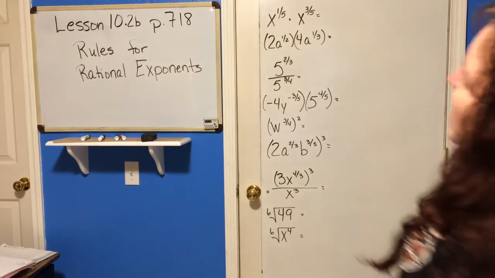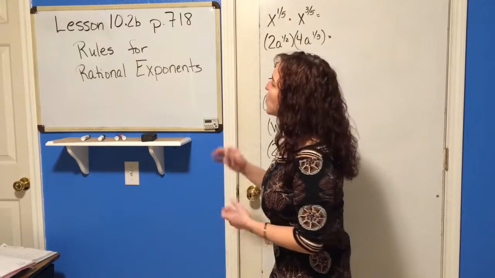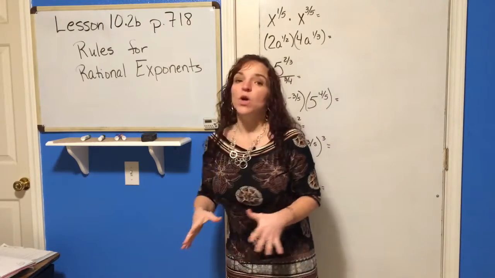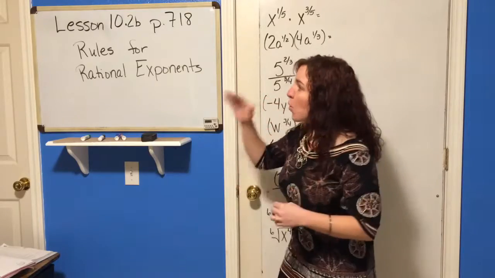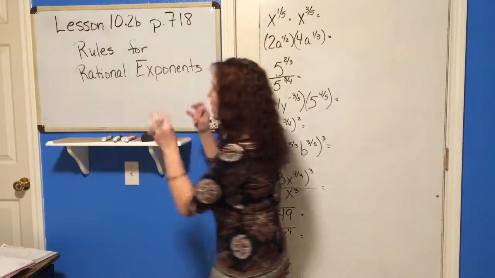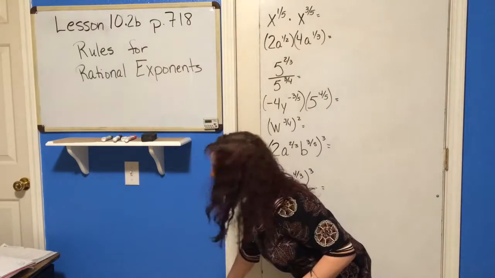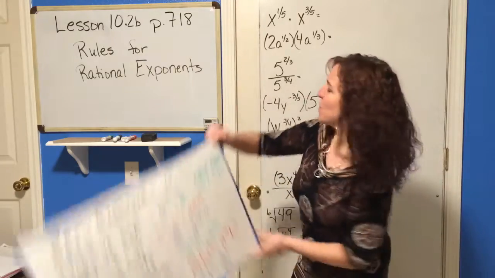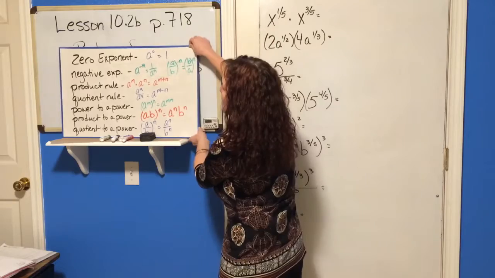Second half of chapter or section 10.2 is rules for rational exponents. Now, remember, rational exponents are exponents that are fractions. All of the rules that worked for real numbers that were exponents are going to be the same, except that now we have fractions in those exponents. So let's bring back the rules for exponents.